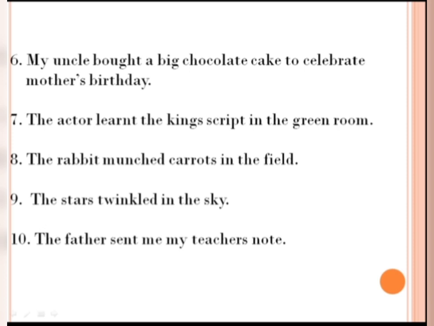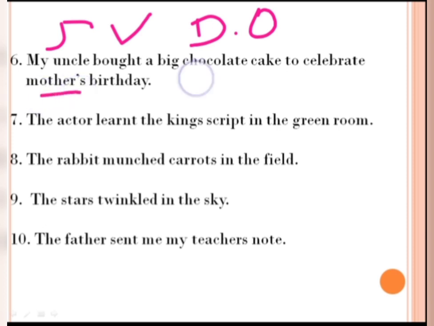Now let's move to the next example. My uncle bought a big chocolate cake to celebrate mother's birthday. Here my uncle is what? Subject. Okay. Bought is a verb, action word. What did he bring? A big chocolate cake. So a big chocolate cake is a direct object. Here mother's, apostrophe s, has been given. It means it shows the possession. Whose birthday is it? Mother's birthday. Here mother's is a possessive noun and birthday is an indirect object.